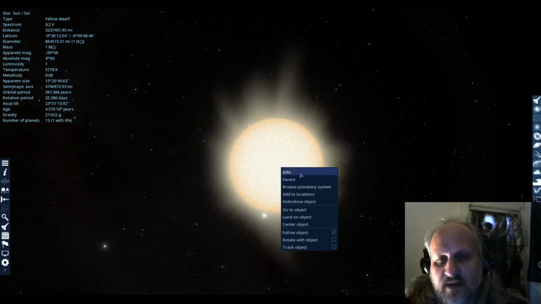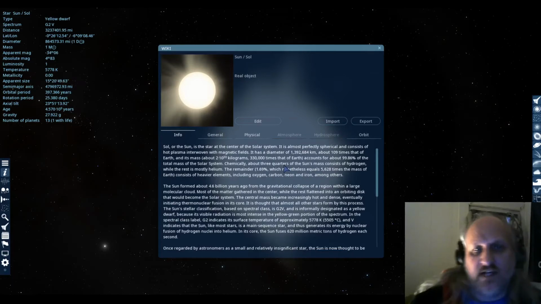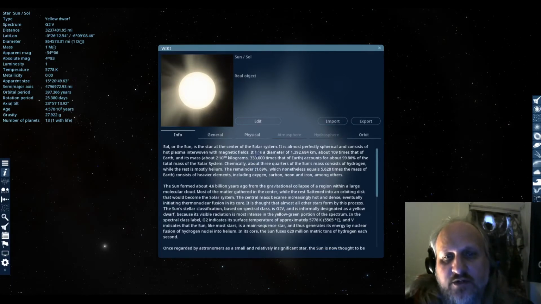So we're going to look at some info about the sun. So Sol, or the sun, is the star at the center of our solar system. So that's why it's called the solar system, because of the word Sol. It's almost perfectly spherical and consists of hot plasma interwoven with magnetic fields. It has a diameter of 1,392,684 kilometers, about 109 times that of Earth. So it is very big. It's much bigger than Earth.